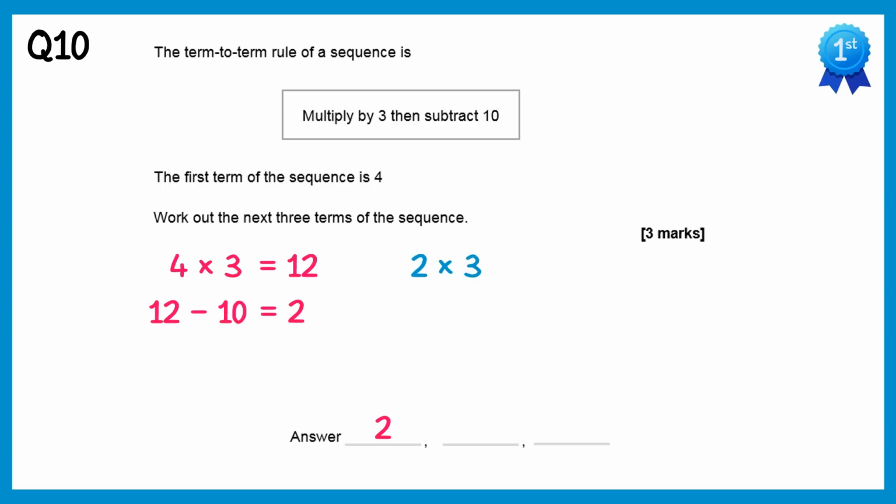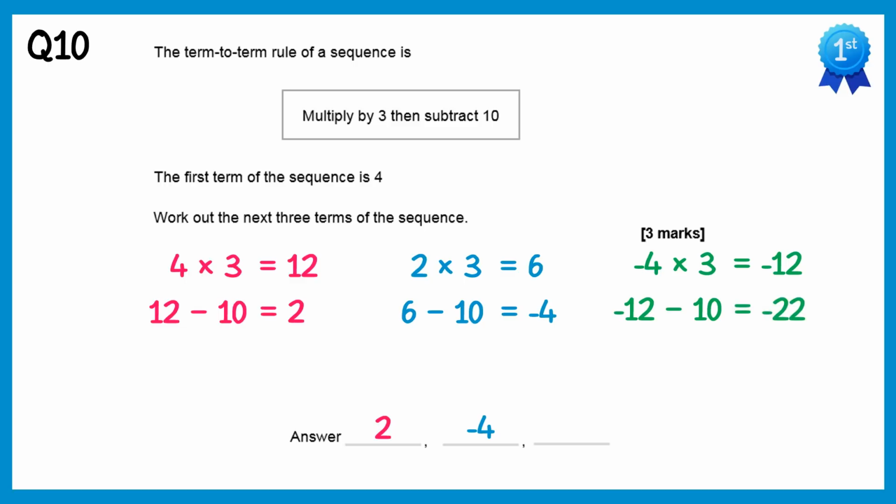We then take that 2, multiply it by 3, which gives 6, and then take away 10, which gives negative 4. So the next term is negative 4. We then take that negative 4, multiply it by 3, which is negative 12, and then take away 10, which is negative 22. And that's the final term.